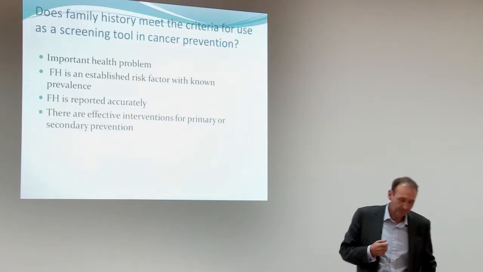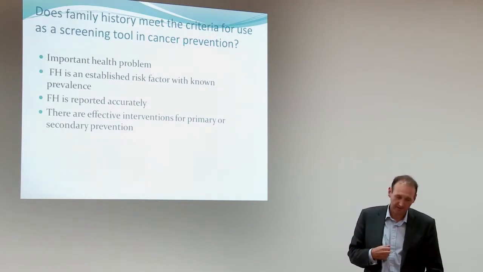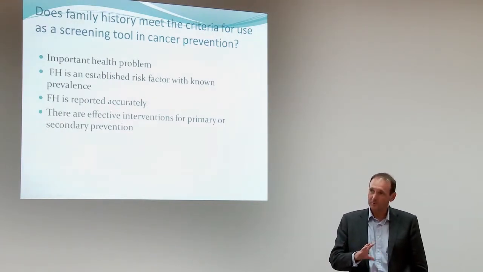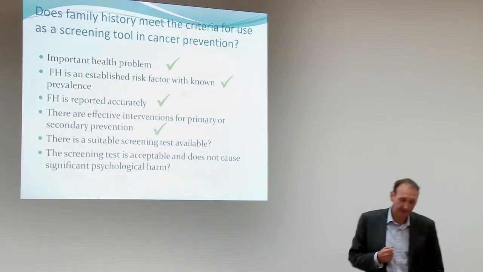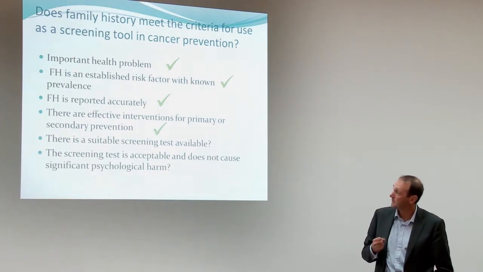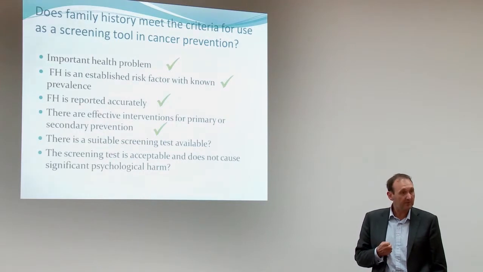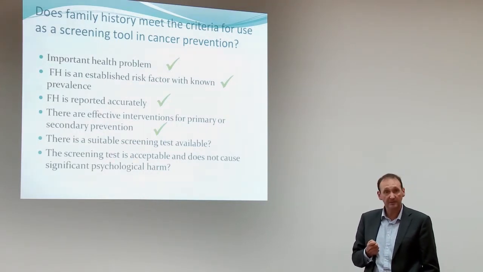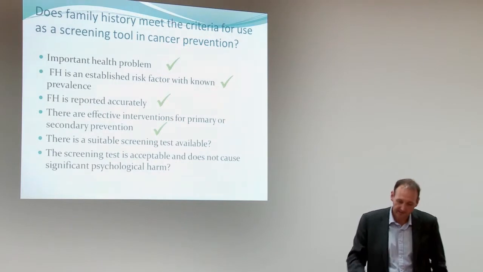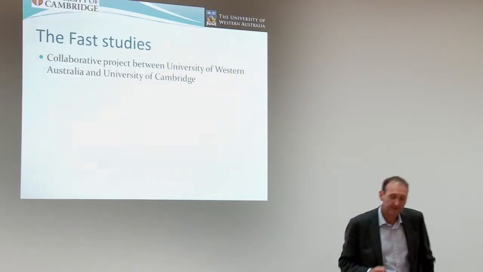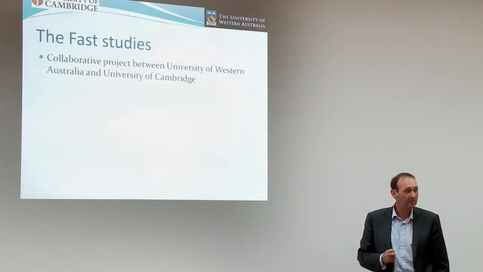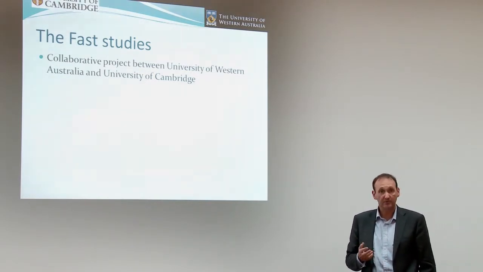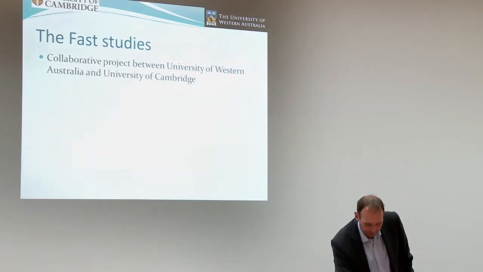So I think hopefully I've persuaded you that these are some of the important criteria that are met around the family history. But then you also need a suitable screening test, and you also need the screening test to be acceptable and that it won't cause significant psychological harm if you start using it. And that's really where some of the work that we've been doing, both at UWA and in collaboration with colleagues in Cambridge, to develop a suitable screening test for use in general practice.